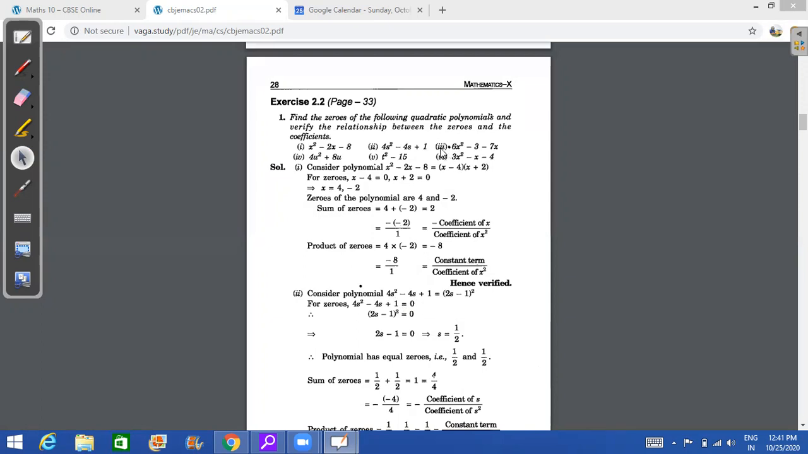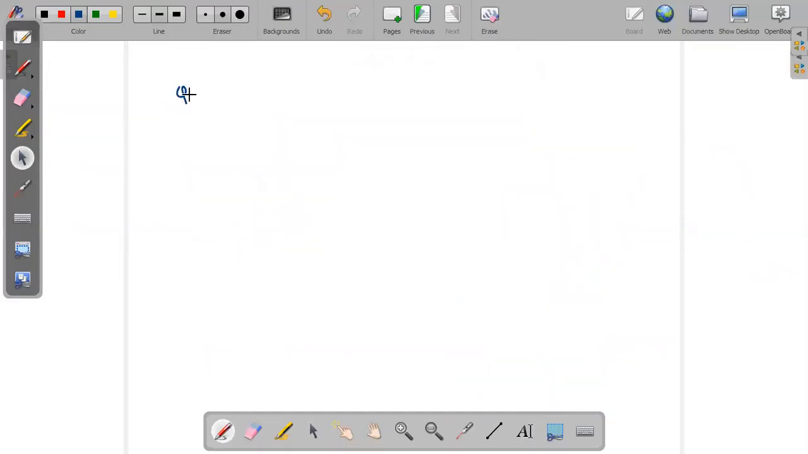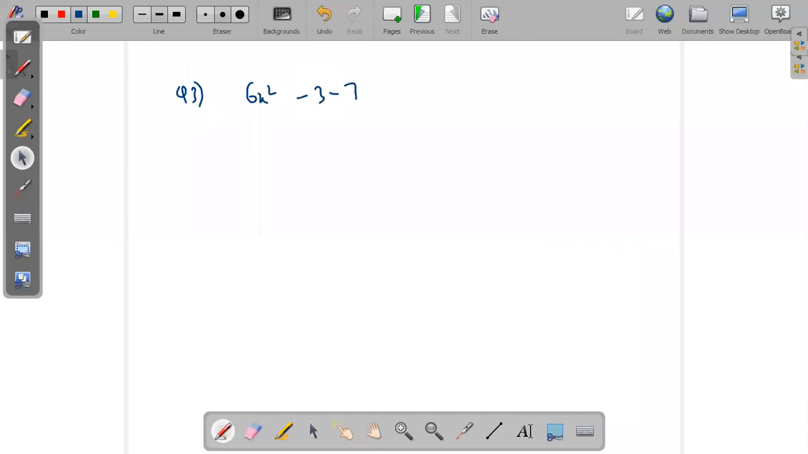Now the third part, 6x squared minus 3 minus 7x. Now see, this is a little tricky. Most of the students will start doing this directly. So before doing this, you should put it in standard form. Now, what is the meaning of standard form? First, the x square term should come, then the x term should come, then negative 3 should come. After this, the procedure is the same. But don't start with this. This is to be done.